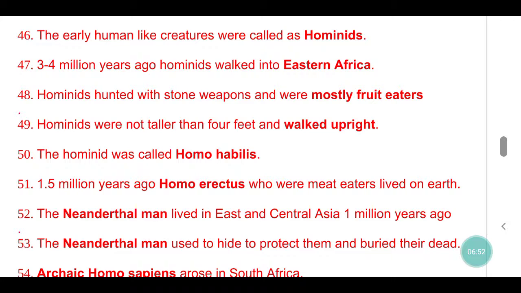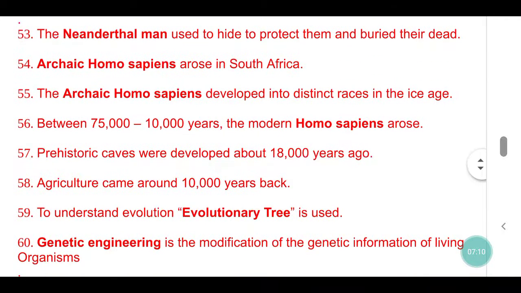The hominid was called Homo habilis. 1.5 million years ago, Homo erectus, who were meat eaters, lived on Earth. The Neanderthal man lived in East and Central Asia 1 million years ago. The Neanderthal man used hides to protect themselves and buried their dead.